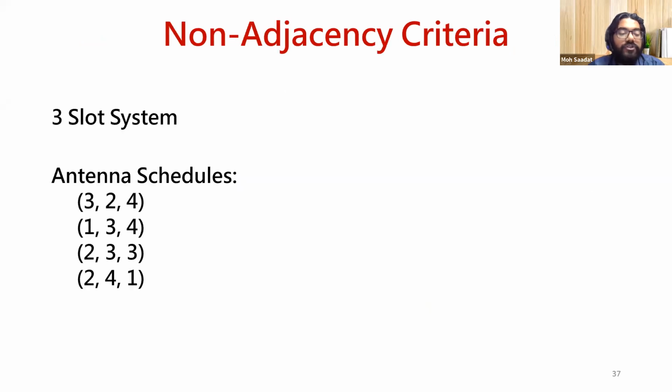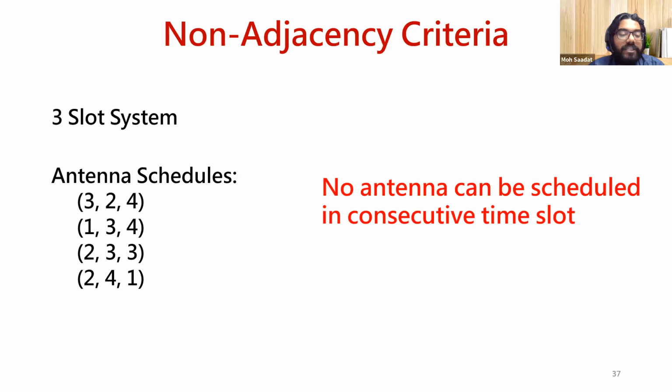One rule that Akilo follows in generating the list of look-ahead schedules is the non-adjacency criteria, which states that no antenna can be scheduled in consecutive time slots. Hence, the first two schedules on the left are valid. The third schedule is invalid as antenna 3 is scheduled in both the second and third slot. The fourth schedule is valid as well. This criteria helps to reduce the size of look-ahead schedules by eliminating those schedules which do not allow an antenna to go to sleep mode right after an active mode.